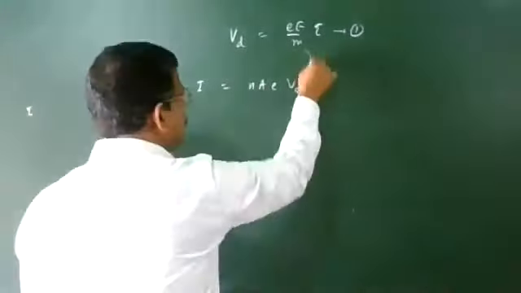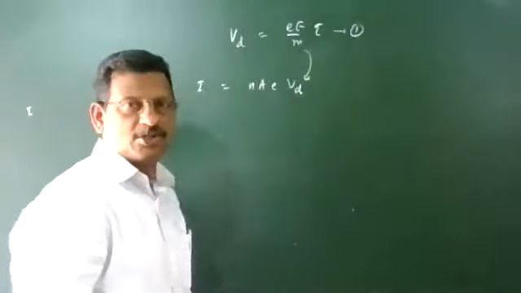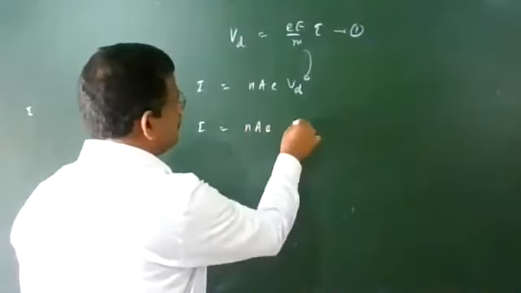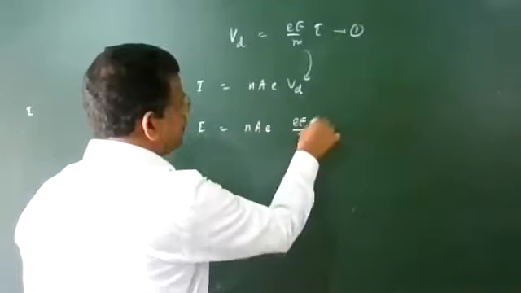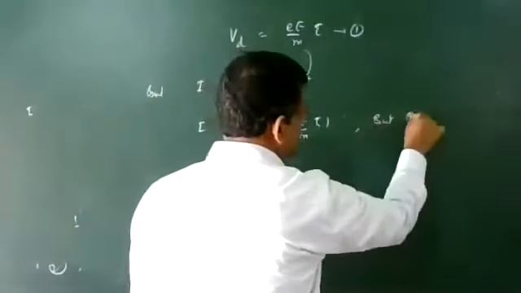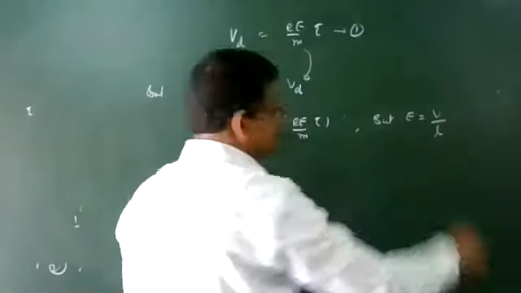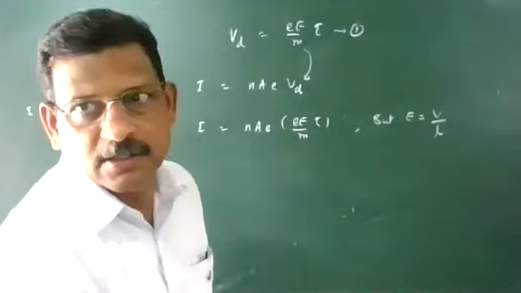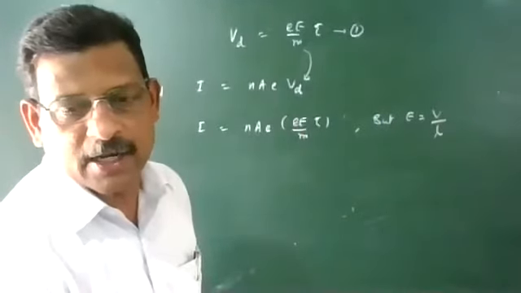Substitute the value of v_d from equation number 1. Current equals nAe times eEτ/m, equation 2. But electric field is related to the potential and the distance, E = V/L. So we are relating it with the current. The relation is given with the current and voltage.